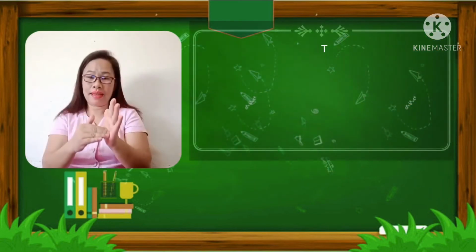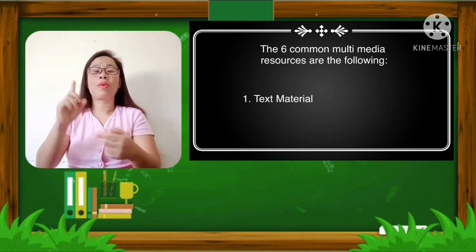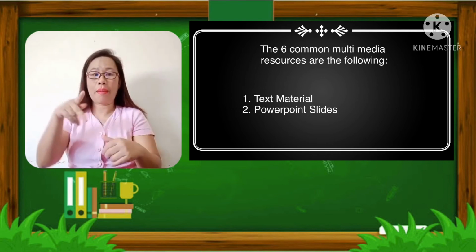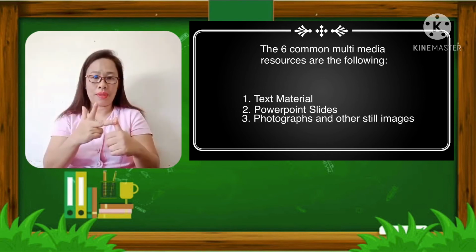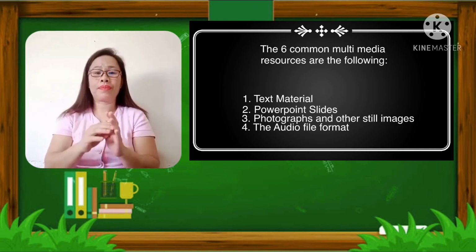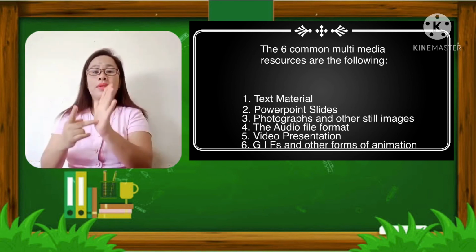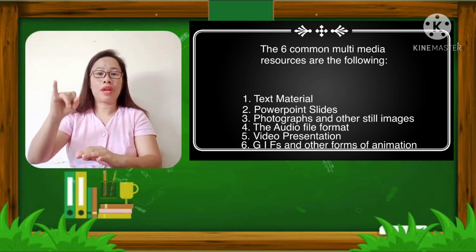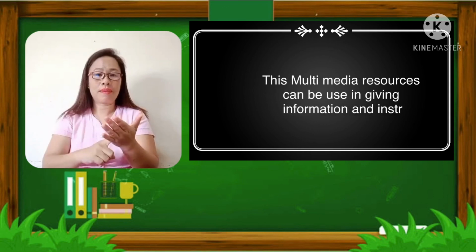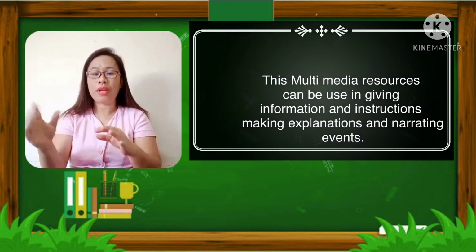Again, the 6 commonly used multimedia resources are the following. Number 1, we have the text materials. 2, we have the PowerPoint slides. Number 3, we have the photographs and other still images. Number 4, we have the audio file format. Number 5, video presentation. And number 6, GIFs and other forms of animation. These multimedia resources can be used in giving information and instruction, making explanations, and narrating events.